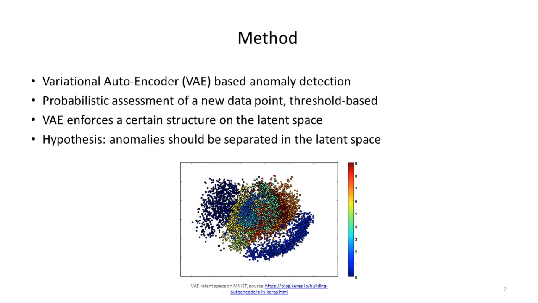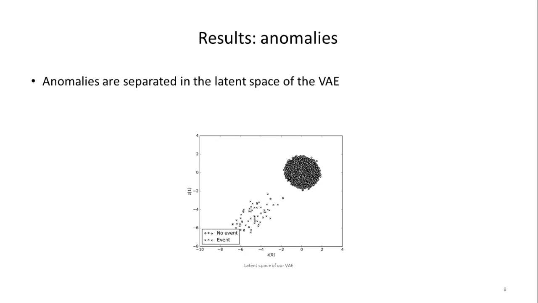Right, so what did we see in the end? Let's have a brief look at the latent space that we observed. We actually did see that anomalies are indeed separated in the latent space of our VAE. So here you can see this big cluster of no-train data points, and you can see that the absolute majority of the points that are further away from this cluster are actually train events. So this is quite nice.